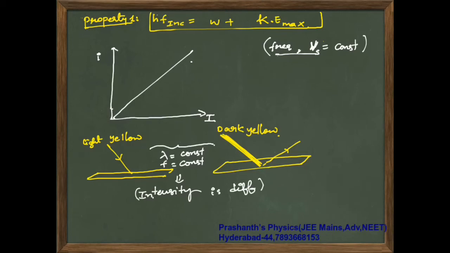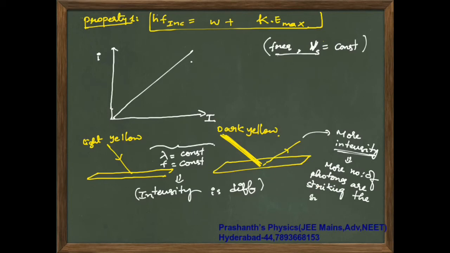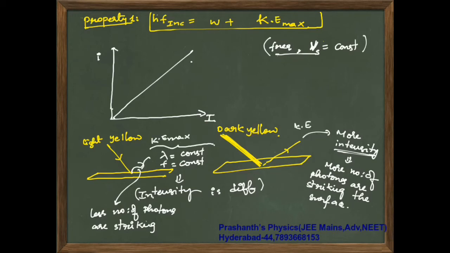Because of this, there is more intensity in dark yellow. More intensity implies a greater number of photons striking the surface. Here, fewer photons are striking. But in both cases, the KE max will be equal. In the case where there is more intensity, a greater number of electrons are ejected from the surface. Getting my point?